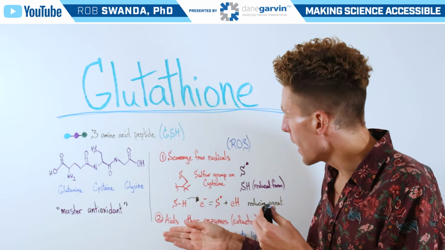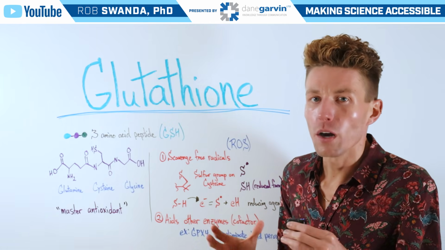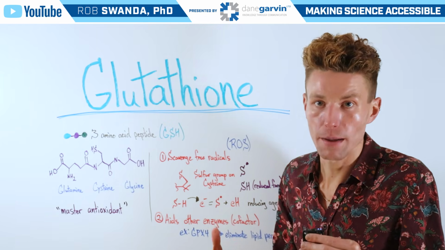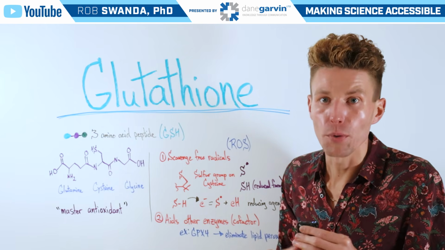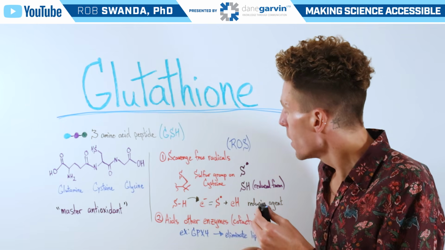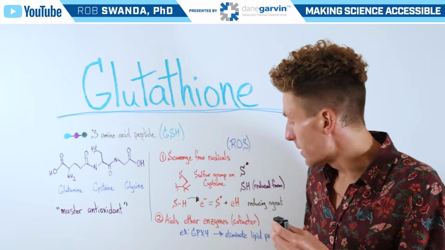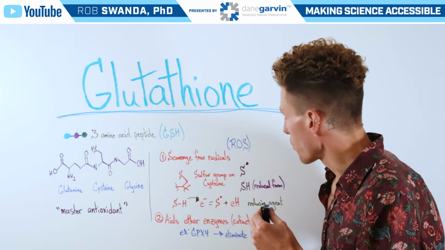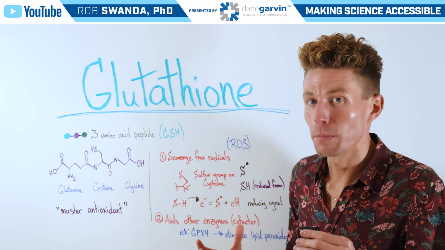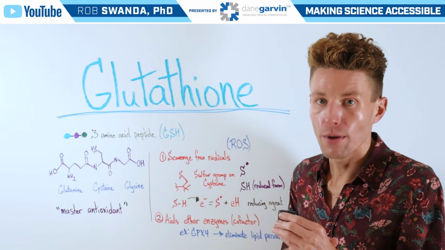Additionally, glutathione can aid other enzymes as a cofactor. So we don't always want our enzymes to be active all the time. Sometimes they need an extra component, like a cofactor, to actually turn them on. And glutathione can work for GPX4 to turn it on. And that enzyme helps to eliminate lipid peroxides within the cell. And those lipid peroxides can go around and cause a lot of damage, just like free radicals.